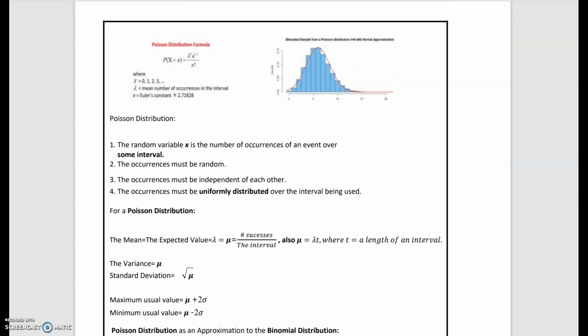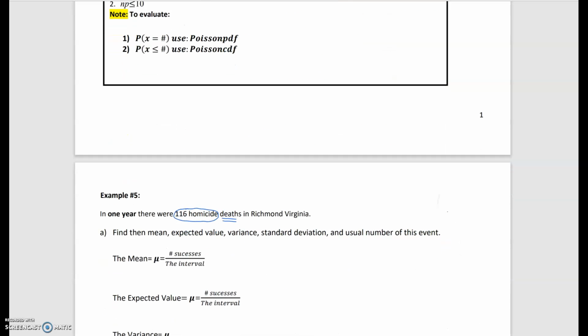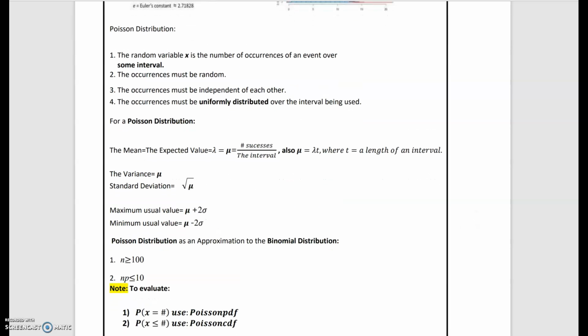In this case, we know that the problem is a Poisson because your interval happens to be a year. Remember that if the event is defined as a Poisson, there is some sort of an interval or area that they mention in the problem. So in this case, the mean is going to represent the number of successes divided by the interval. And then here we have the formulas for the mean and the standard deviation. Your usual interval, notice that we're still talking about within 2 standard deviations away from the mean.